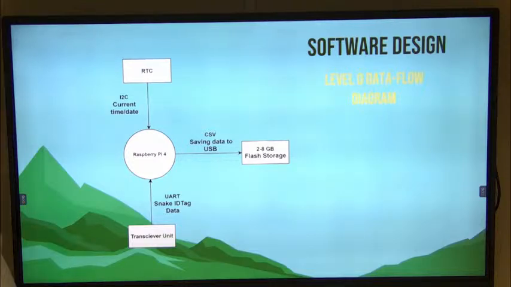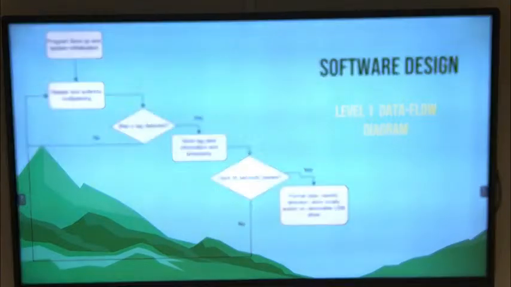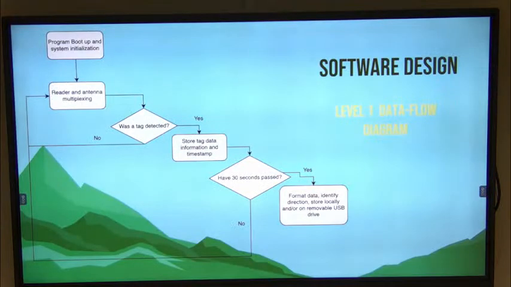Thank you. So, as Orlando mentioned, we have our Raspberry Pi 4 as the brains of the computer, which will be interfacing with the transceiver unit, the RTC, and the removable flash storage, which will be used to store the data. And essentially what is happening behind the scenes is that the system will automatically initialize itself if it happens to go through any power loss. So once it is up, it will automatically initialize all the readers and the antennas, and it will start multiplexing through them. Once it detects a tag, it will store that tag with the current time.